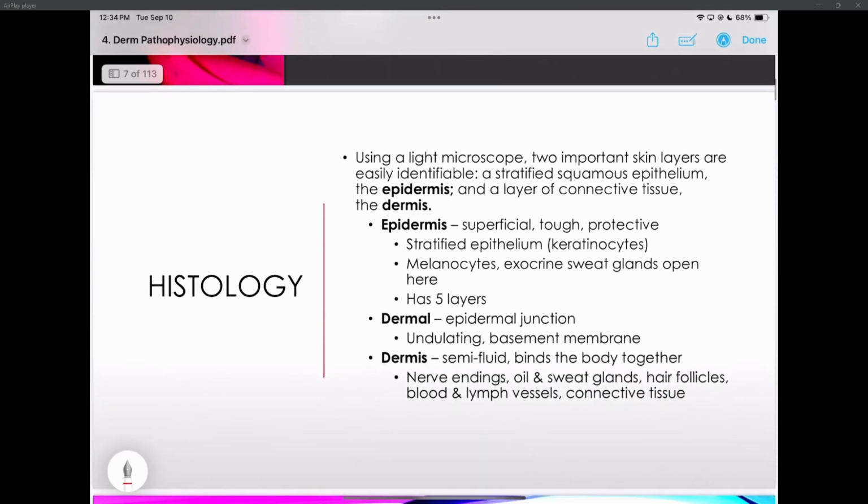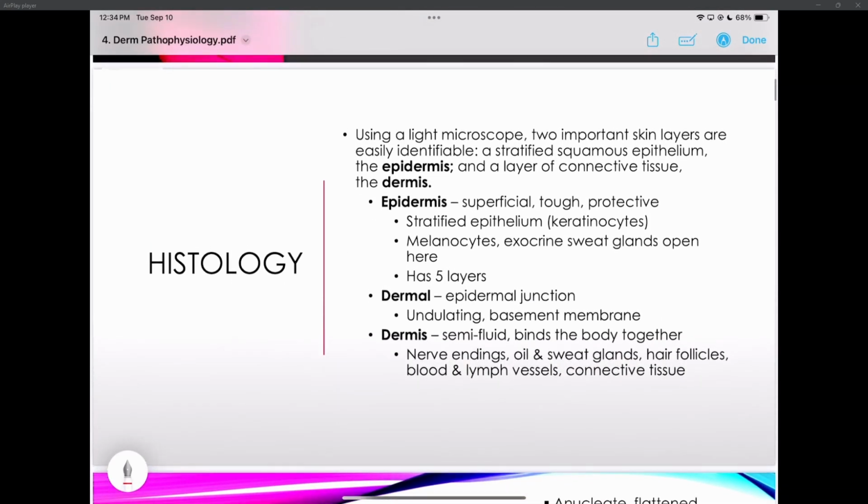So when we look at the layers of the skin, we break them out into different layers. We have the epidermis, the outermost layer, superficial, tough, protective, has stratified epithelium, and they have what's called keratinocytes. So keratin. Okay, also has melanocytes here. Okay, so pigmentation, out in the sun for too much, melanin comes out to darken the skin. Epidermis has 5 layers.